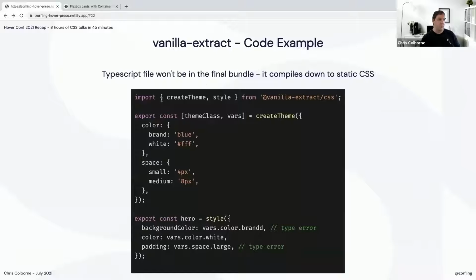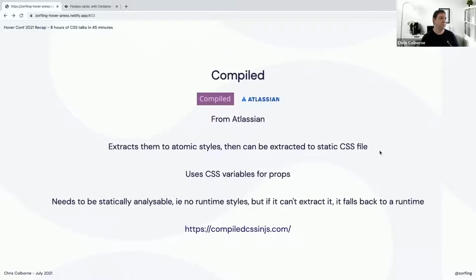So here's an example. So it's a bit more like the variant style. So you can create a theme, and then you can use that theme. And so notice down here, we've got a double D. So that's a type error. Large doesn't exist. So it gives you that typing, which is quite nice, but still compiles down to raw CSS. So it's very cool.